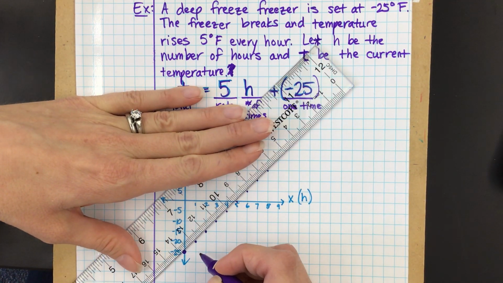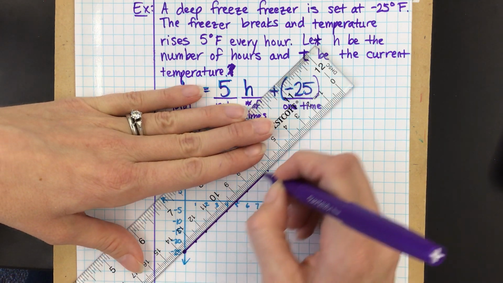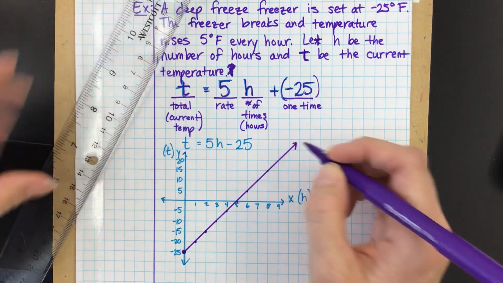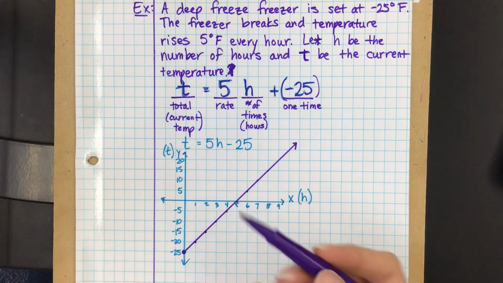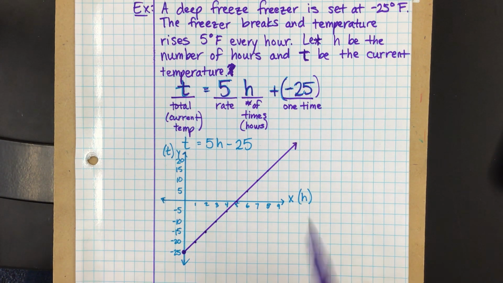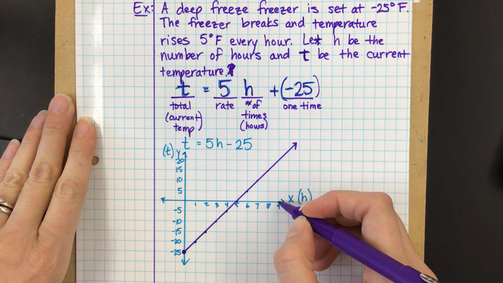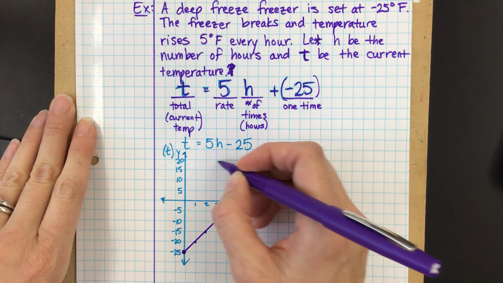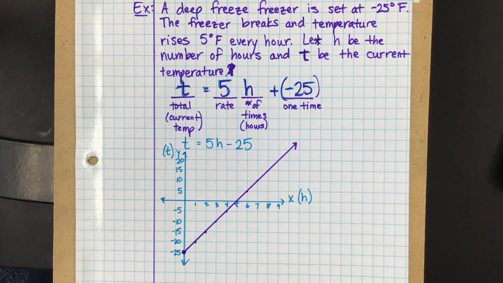So now at any point in time, you can use this graph to figure out what the approximate current temperature is. You might be wondering, what is going to be the temperature of that freezer after 9 hours? Well, if you go over to 9 and you go up, you're going to see that the current temperature is going to be 20 degrees Fahrenheit. That's what's kind of cool about these real world problems. You can see a lot just by looking at that graph.